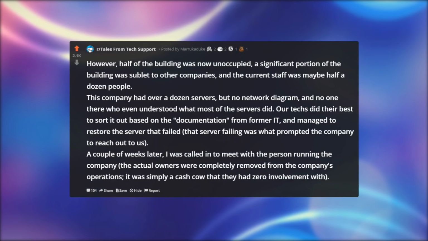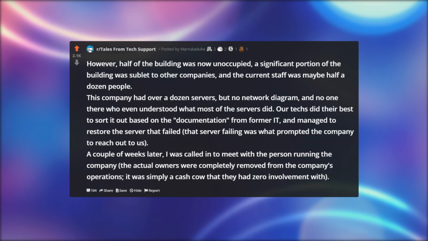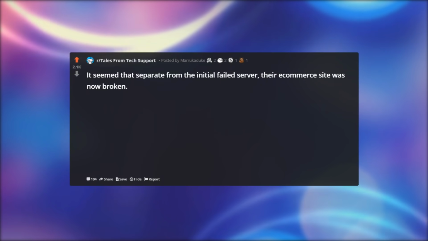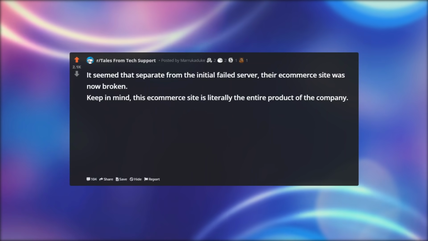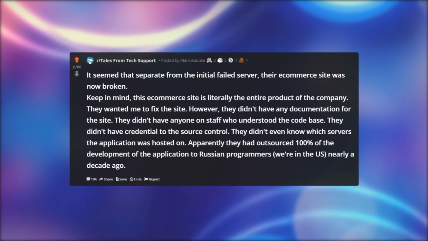A couple of weeks later, I was called in to meet with the person running the company. The actual owners were completely removed from the company's operations. It was simply a cash cow that they had zero involvement with. It seemed that separate from the initial failed server, their e-commerce site was now broken. Keep in mind, this e-commerce site is literally the entire product of the company. They wanted me to fix the site.